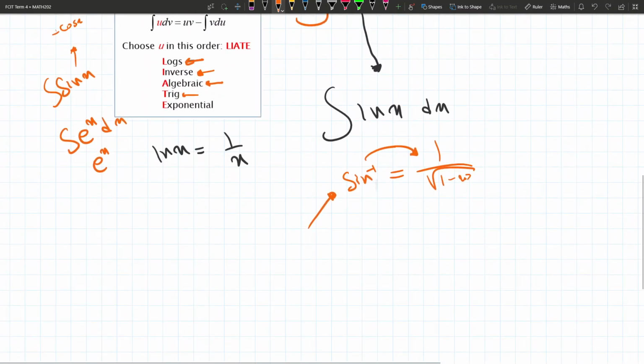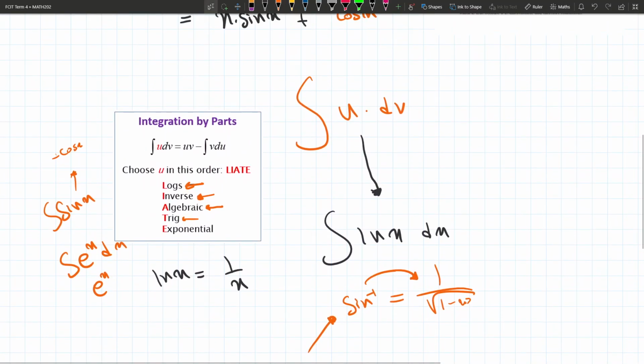And that's integration by parts. Now, of course, you would want to solve more problems to get used to it, but that is all.